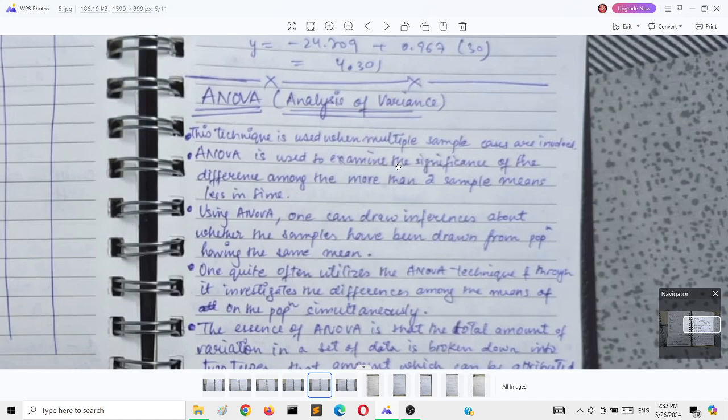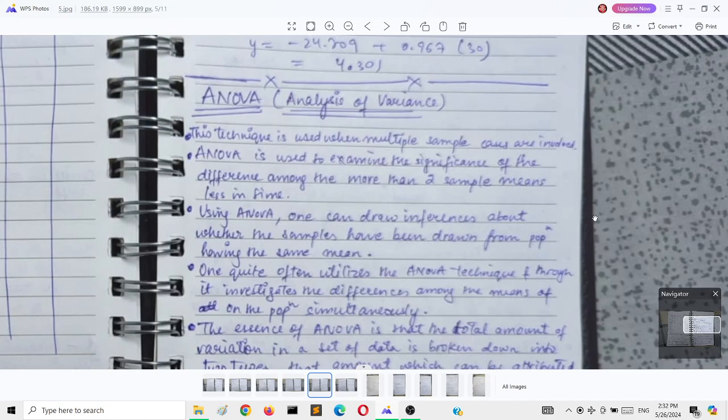So you are asked to do the ANOVA test and tell the results, so that you can show that whatever you are suggesting is statistically significant. Okay, so ANOVA stands for analysis of variance, and this technique is used when multiple samples are introduced.